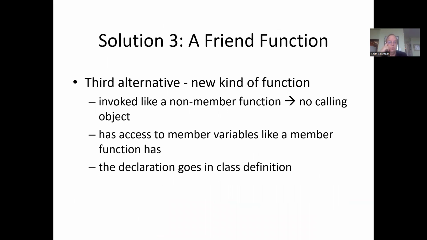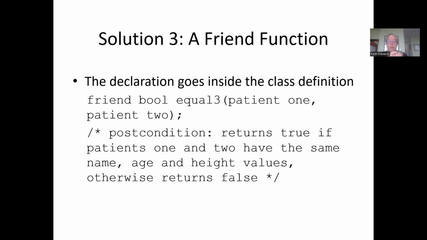Solution 3 is a friend function. And the friend is a new kind of function. It's invoked like a non-member function. There's no calling object, so we invoke it like a regular function, but it still has access to the member variables like a member function has. And we put the declaration inside the class definition, saying, hey, it's a friend of the class. It can go ahead and access this information. So here we would put the declaration inside the class for patient. Say friend, bool, equal 3, and we're passing it two patients.